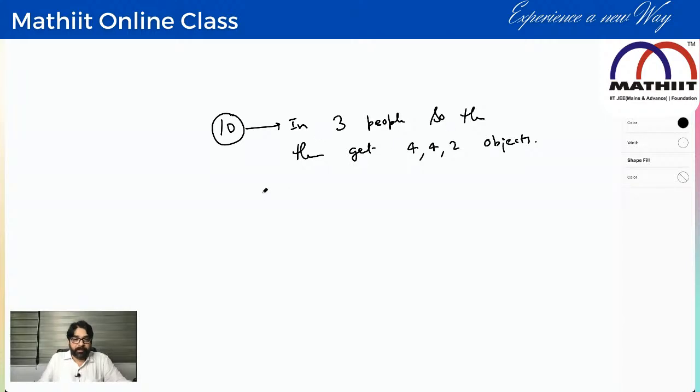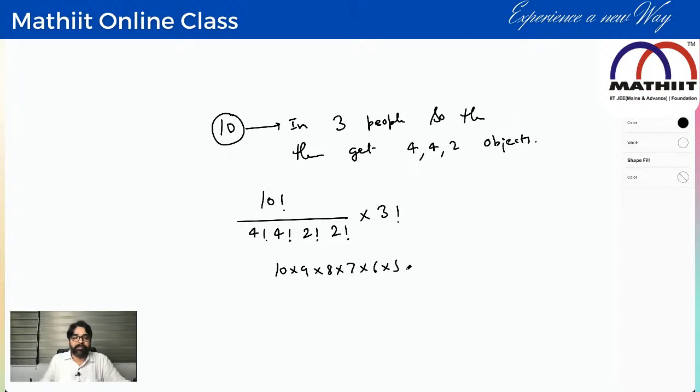Let's check it. Into 3 people, so 10 factorial, first grouping I am doing: 10 factorial by 4 factorial, 4 factorial, 2 factorial. Since the two groups are the same, so into 2 factorial, into 3 factorial, this should be the answer, right? So 10 factorial I can write as 10 into 9 into 8 into 7 into 6 into 5 into 4 factorial, so one 4 factorial will get cancelled, the other 4 factorial will leave 24. Whatever answer is going to come, I don't know, you can cross-check it to see whether you got it correctly or not. I think it will come 9450, I guess so. Yes, that will be the answer.